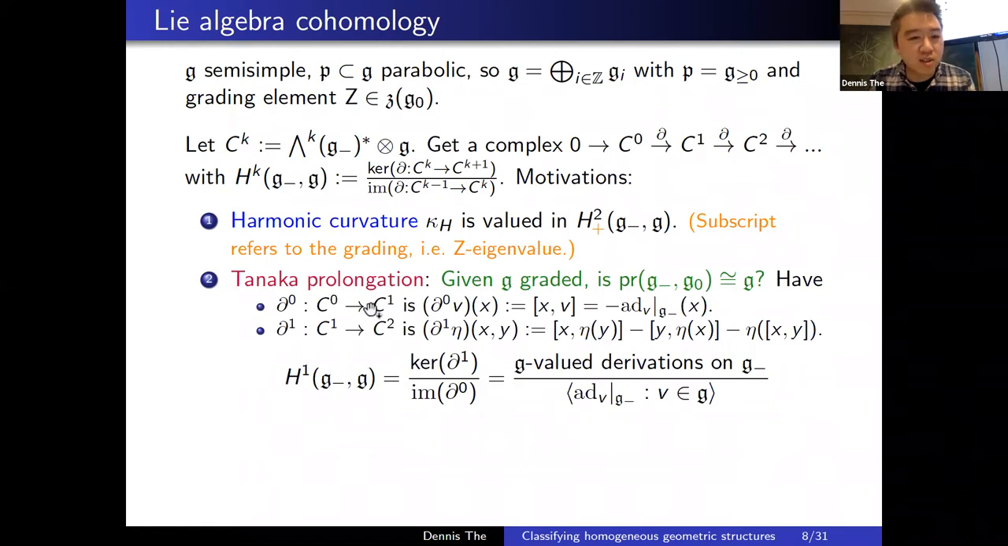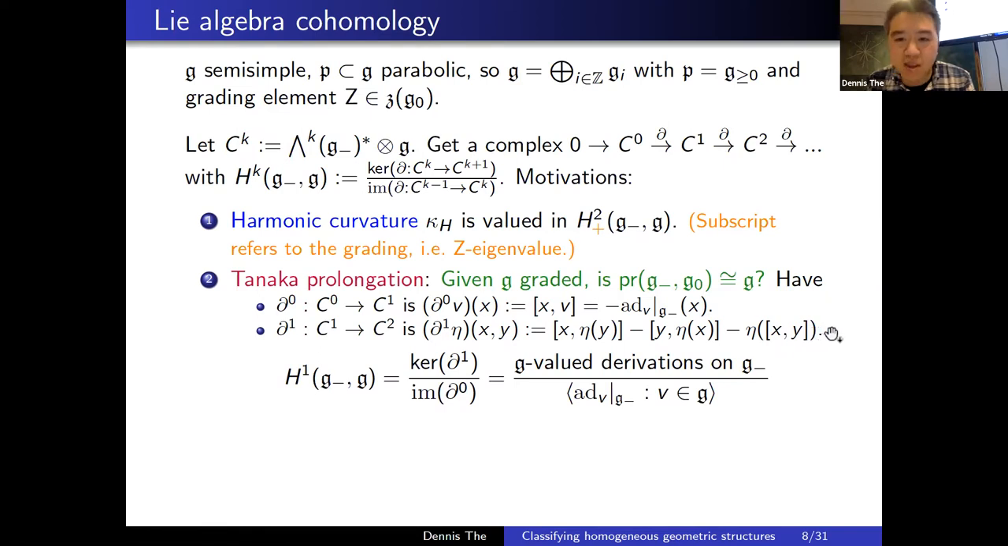So let's look, in particular, at first cohomology. Let's look at the relevant differentials here. So del zero and del one, if you write out the definitions, they look like this. Del zero of V is just this adjoint map restricted to the G minus levels. Del one has this definition. And so remember, we're interested in kernel mod the image.